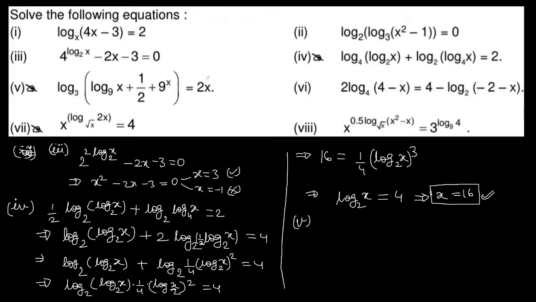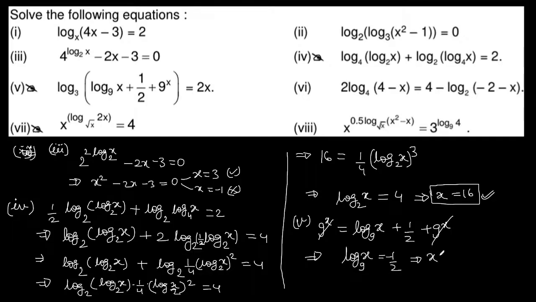We'll go with 3 to the power 2x, which is nothing but 9 to the power x. We have log x base 9 plus 1 by 2 plus 9 to the power x. This will get cancelled. We'll get log x base 9 equal to minus 1 by 2. Now we'll get 9 to the power minus 1 by 2, which is nothing but x equal to 1 by 3.